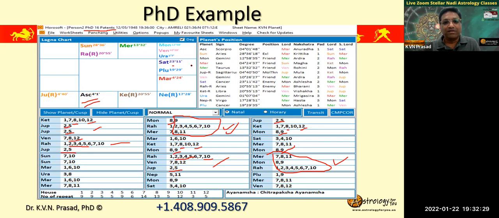This is 1, 2, 3, Karkata. Who is the 9th lord? Moon. What does Moon have? Full combination: 2, 4, 5, 9, 11. Right? So that rule got satisfied.